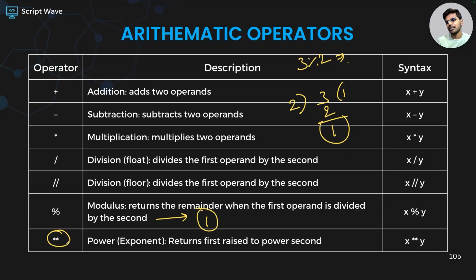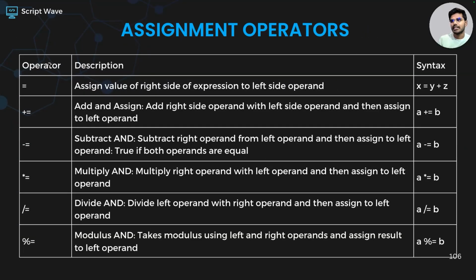Then we have double asterisk, where double asterisk stands for power of. So 2 double asterisk 3 is exactly the same as 2 power 3, which is 8. Similarly, 3 double asterisk 2 is 3 into 3, that is 9. So this is how we can use the arithmetic operators plus, minus, asterisk, slash, double slash, mod, and double asterisk. Let's move forward. The assignment operators.